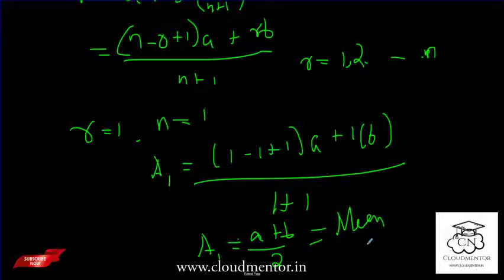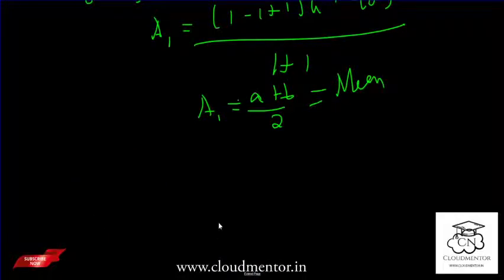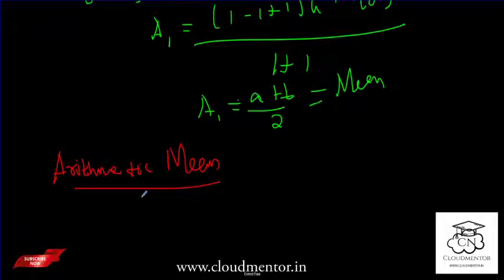That's it. So let's talk about the arithmetic mean now. Arithmetic mean: if we insert one arithmetic mean between two numbers A and B, then that arithmetic mean, which I can denote by A, will be equal to (A plus B) by 2. If we insert one arithmetic mean between A and B, then the arithmetic mean will be equal to (A plus B) by 2. And the sum of n arithmetic means between A and B is n times the arithmetic mean of A and B.